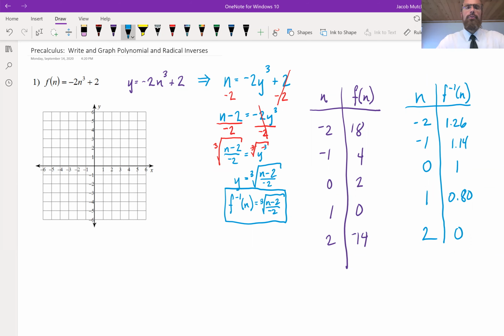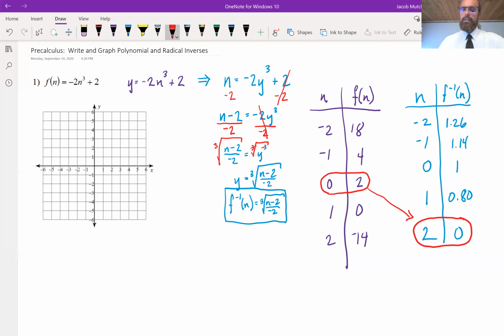We'll graph these two, but one thing we want to notice is there is a hallmark feature in the tables that would say these are inverses. So if I pick a point from the original, 0, 2, I should find the point 2, 0. So those x and y, or n and f of n, values are switched in the table of the inverse. I definitely see that there.